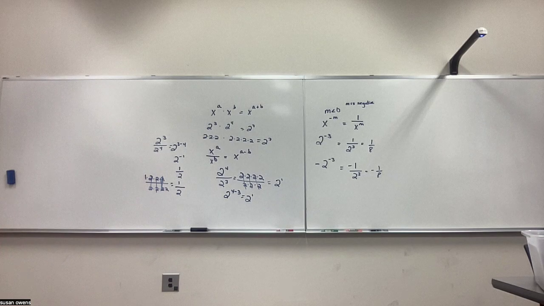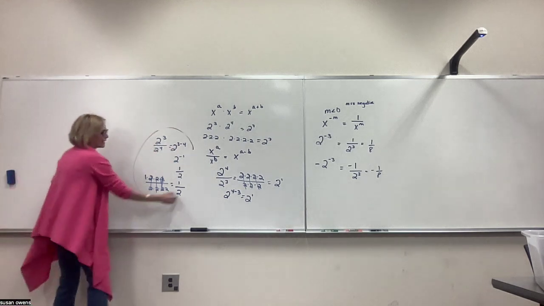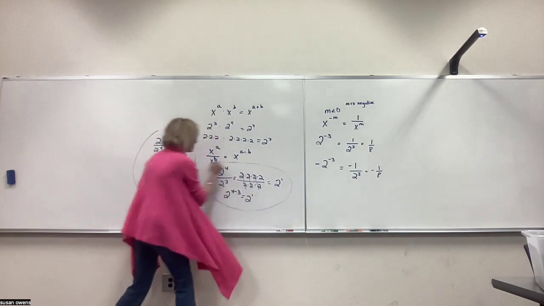Good? So what's the difference? The 2 to the third is over the 2 to the fourth now, so the 2 to the fourth is over the 2 to the third. Is that how we get that? Yes, this one. This all goes together versus this all goes together.